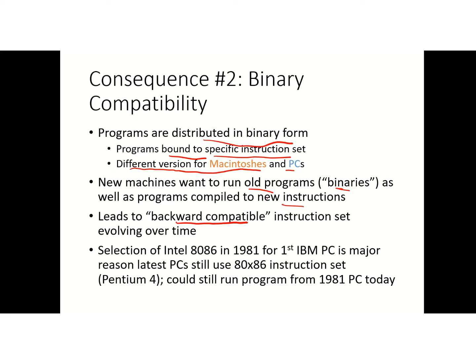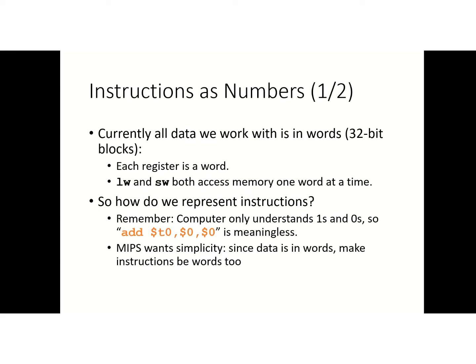So they need to make sure the programs run on the new machine will be compatible, as the instruction set evolves over time. The selection of the Intel 8086 in 1981 for the first IBM PC is a major reason that the latest PC is still using the 8086 ISA, or is based on the architecture of the Pentium 4. So that's why we can still run programs from 1981 on the current version of the PC.